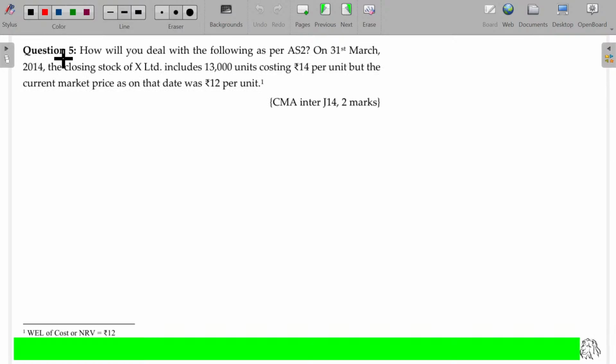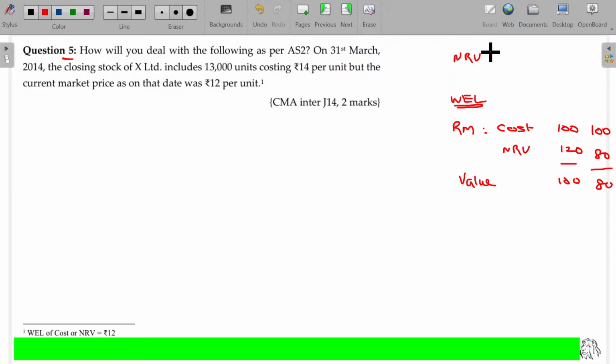Question number 5. Raw material cost being 100, NRV being 120. What is the value as per AS number 2? Whichever is lower will be taken. If the cost is 100, NRV being 80, then 80 will be taken.